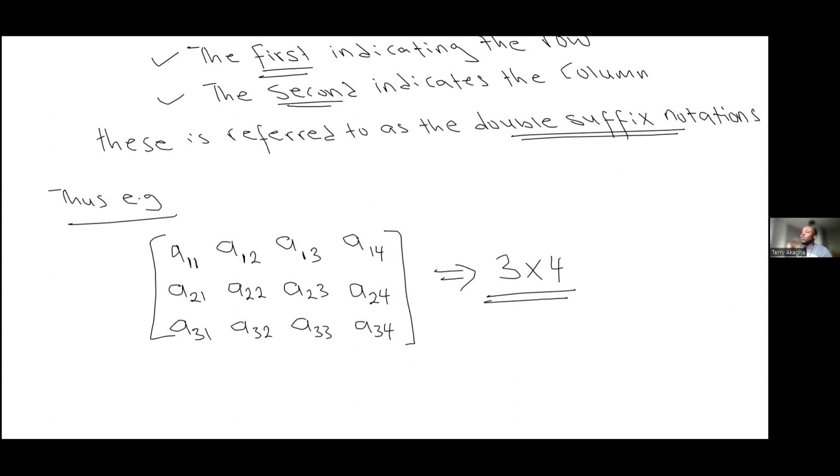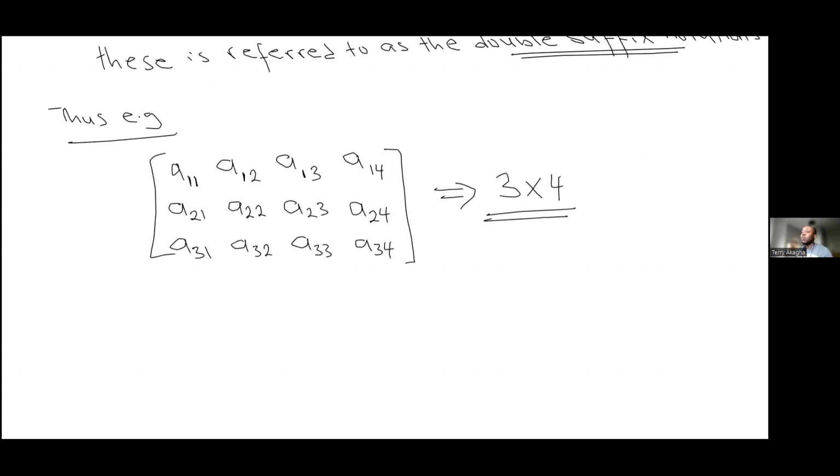But each of these elements is what we can try to explain. So just for your notes, let's pick 2, 3, okay? So A23 indicates or refers to the element in the second row and third column.